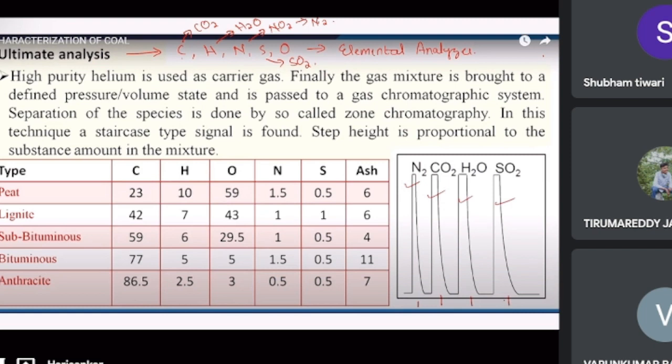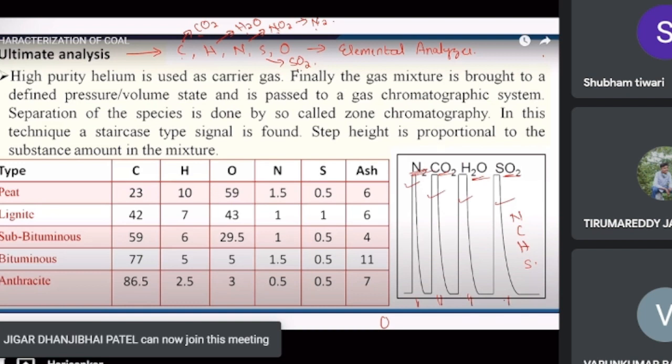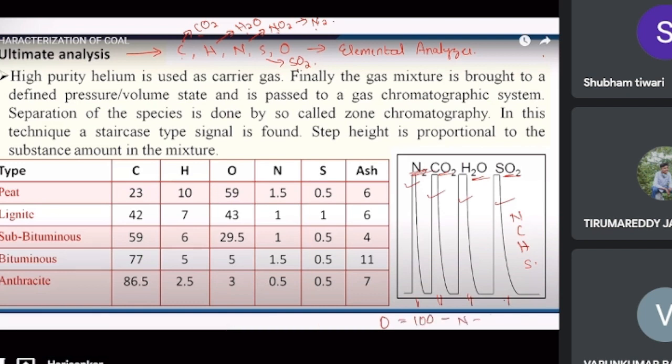All these gases will be formed by the combustion of your coal, and the gases that are formed will undergo chromatography. This chart is basically that chromatograph. You will get different peaks for these different gases, and based on the intensity of these N2, CO2, H2O and SO2 peaks, the elemental analyzer will find the values of your N, C, H, and S. And the general convention is that to find the oxygen, it will be 100 minus N minus C minus H minus S.